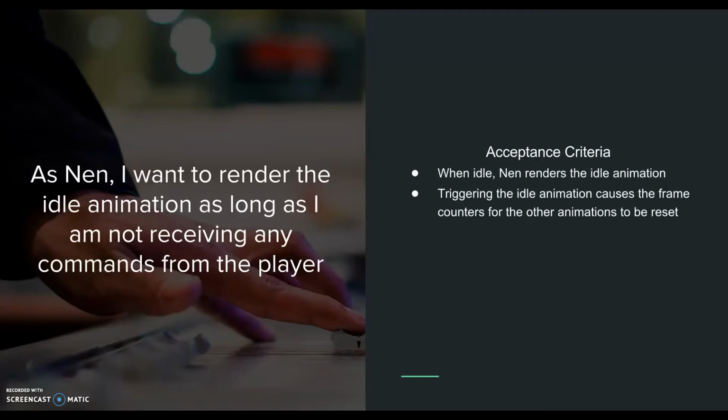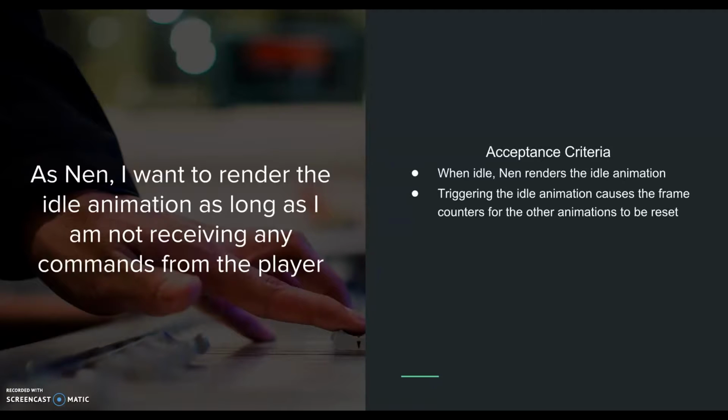The second one here, triggering the idle animation causes the frame counters for the other animations to be reset. So each one of these animations is just a sequence of images. So whenever one gets queued up, we're switching out arrays of images, and we want to make sure that we never jump into the middle of one of the arrays. Essentially, it's saying we want to make sure that the animations are switching between one another smoothly and they're not stepping on each other's toes.